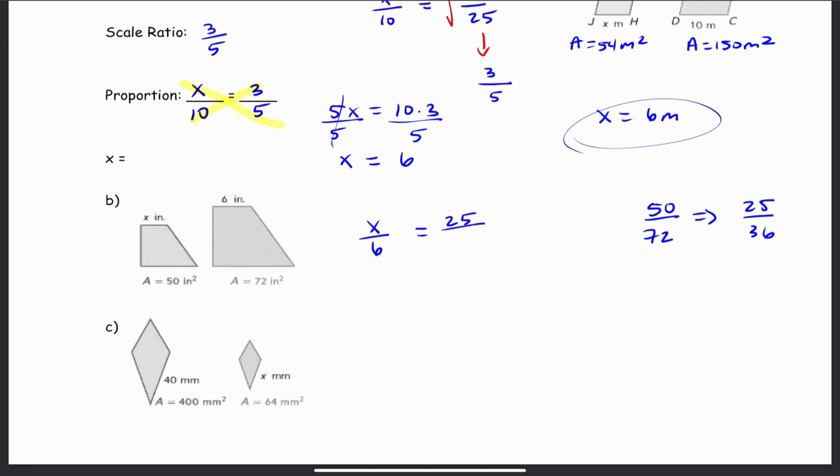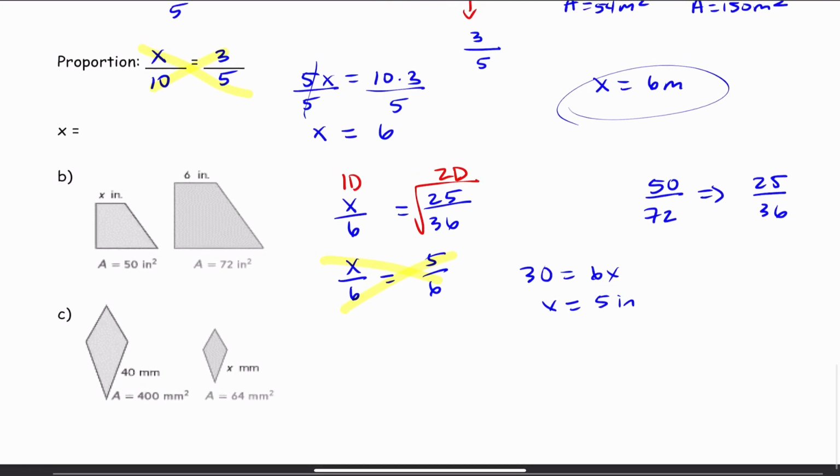I'm going to write 25 over 36 over here. Remember, x over 6 is one-dimensional. And then the 25 over 36 is what? Two-dimensional. Okay, you have a one-dimensional compared to a two-dimensional. You've got to take the square root of that two-dimensional ratio. So let's do that now. So x over 6 equals 5 over 6. Cross multiply. 6 times 5 is 30, and then 6 times x is 6x. So x equals 5 inches.